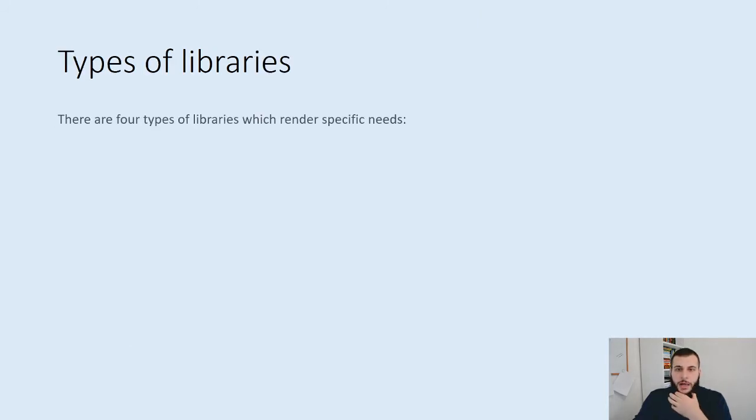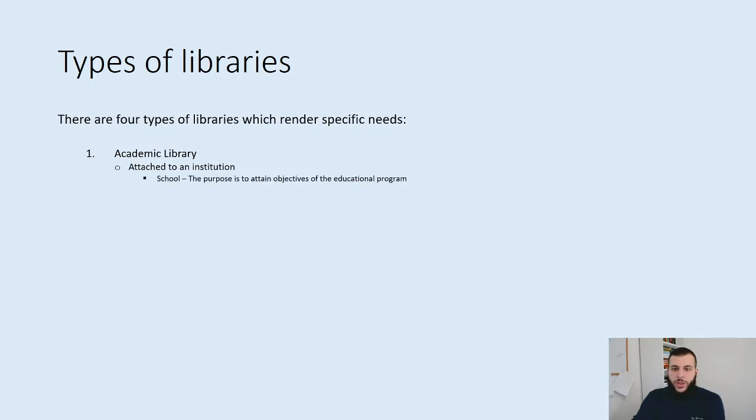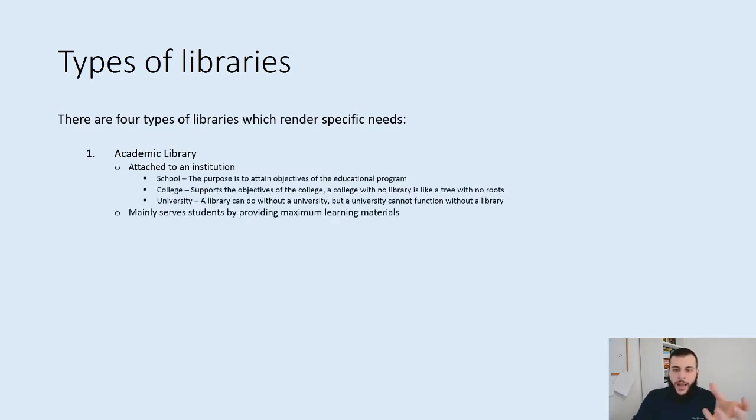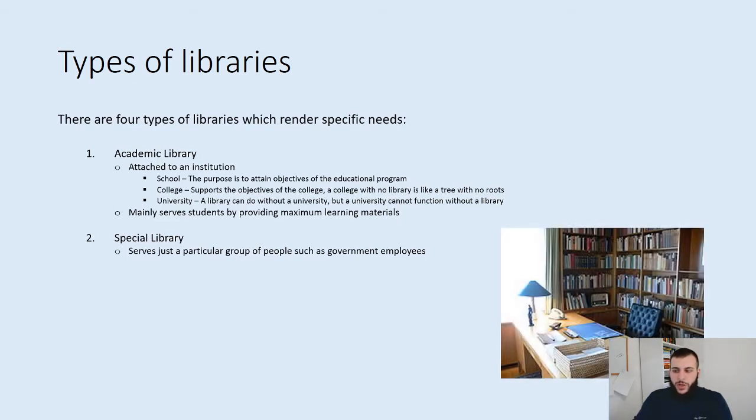Now, there are 4 types of libraries that render specific needs. The first one is the academic library. This academic library is attached to an institution such as a school, a college, or a university. And the main purpose of it is to serve students by providing the maximum amount of learning materials that they will require for their course. The second type of library is called a special library. This just serves a particular group of people, such as government employees, or it could be a library that somebody has in their house.